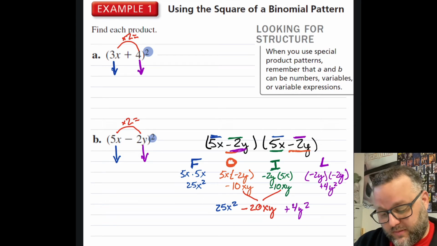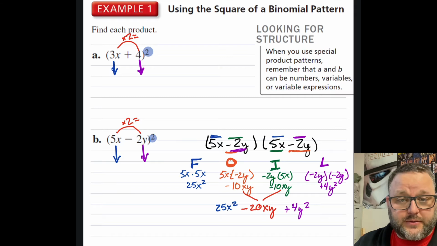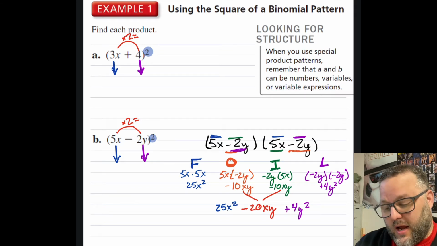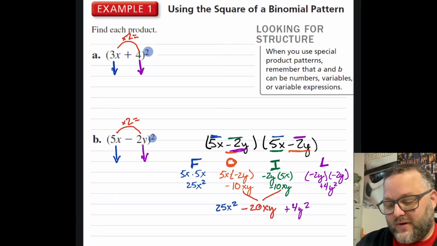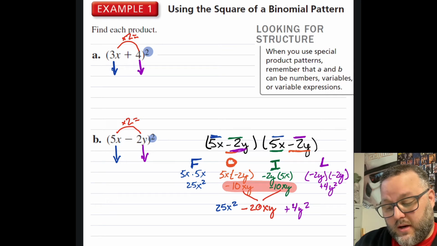We're going to actually start with B, and if we had to go through and do FOIL, you can see all the work that's already on the screen. You would take your first, 5x times 5x, your outer, 5x times negative 2y, your inner, negative 2y times 5x, and then your last, which is negative 2y times negative 2y. And what we need to be able to notice, what's actually the most important to us, is this part right here.